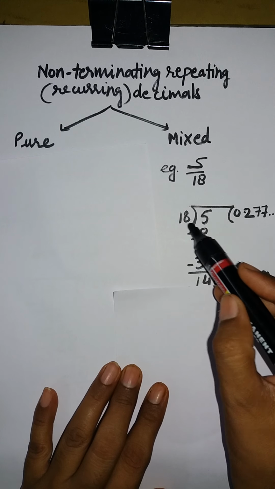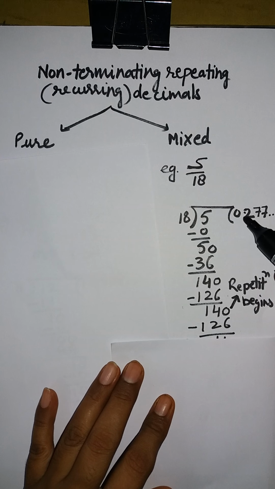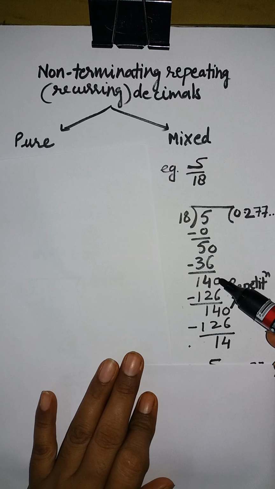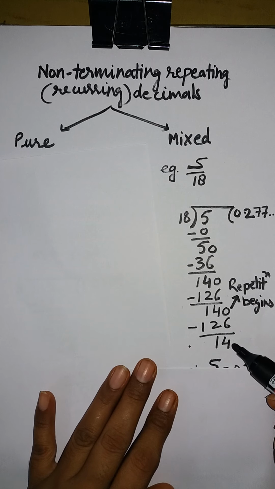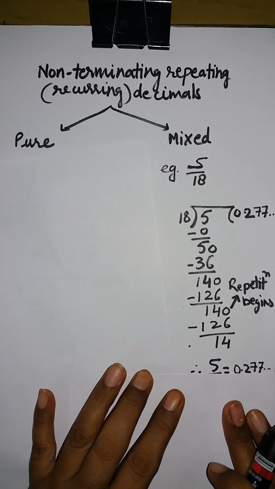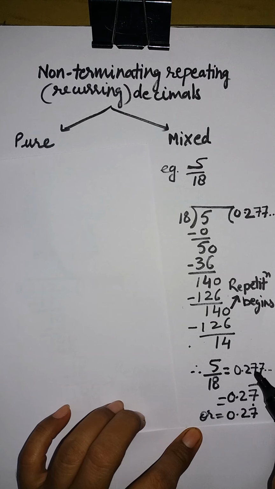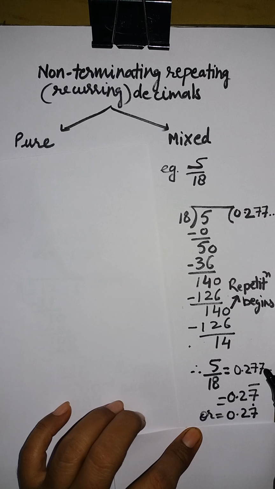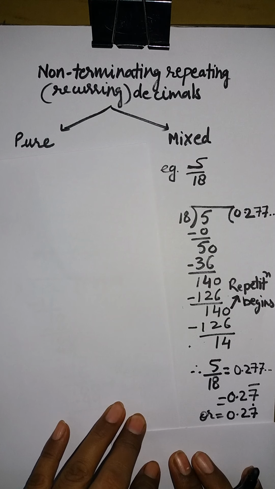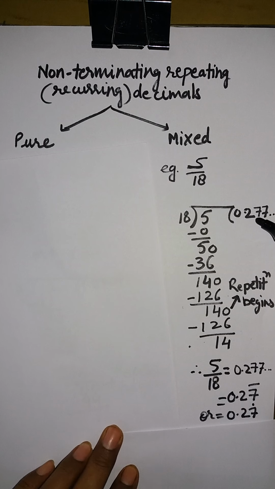When we divide 5 by 18, we get 0.2777... Here we can see 7, and here we can see 7, and then further we can see 7. So repetition begins here and continues here. Seeing this answer, we find that only one digit is not repeating, while the other digit, that is 7, is repeating itself. So for mixed non-terminating repeating decimals, it is essential that at least one digit should not repeat.